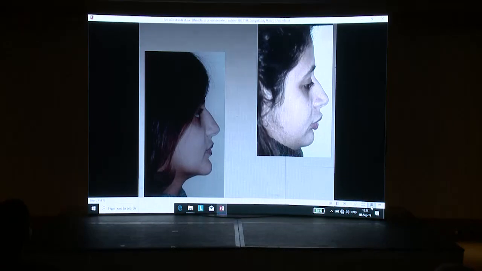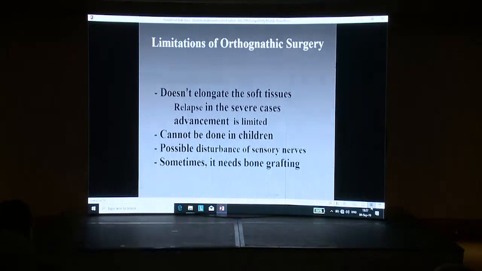Even older patients come asking for orthognathic surgery. She was 38 years old, but why is she late? Because she didn't have the money and the parents didn't want to do surgery, or they thought that it is a dangerous surgery for her. Next, please.